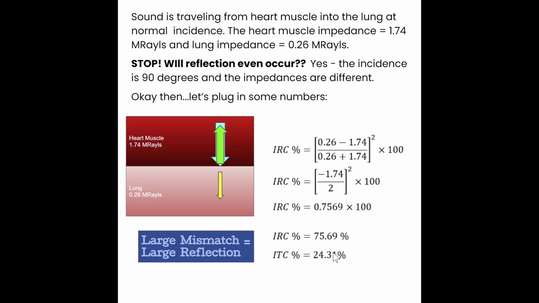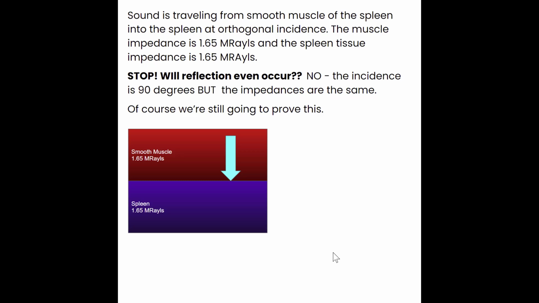Last example then, we've got sound that's traveling from smooth muscle of the spleen into the actual spleen, and it is coming in at an orthogonal incidence. Remember, that's another synonym for 90 degrees. So the muscle impedance is 1.65 megarails, and the spleen tissue impedance is also 1.65 megarails. So let's stop again. Will reflection even occur? Well, no, it's not going to occur this time. The incidence is 90 degrees, but our impedances are the same.